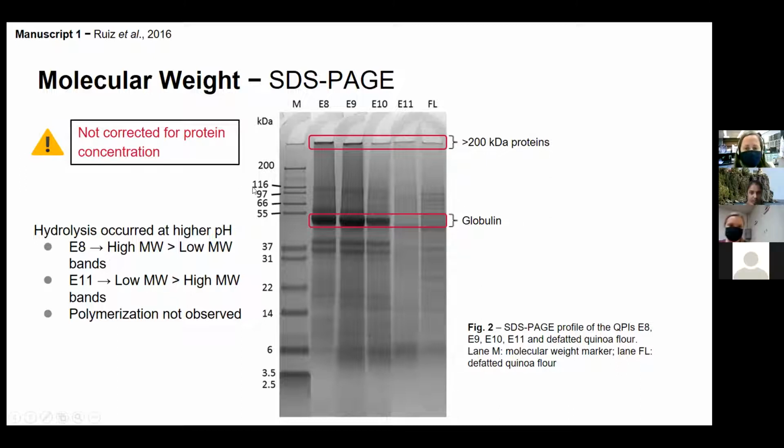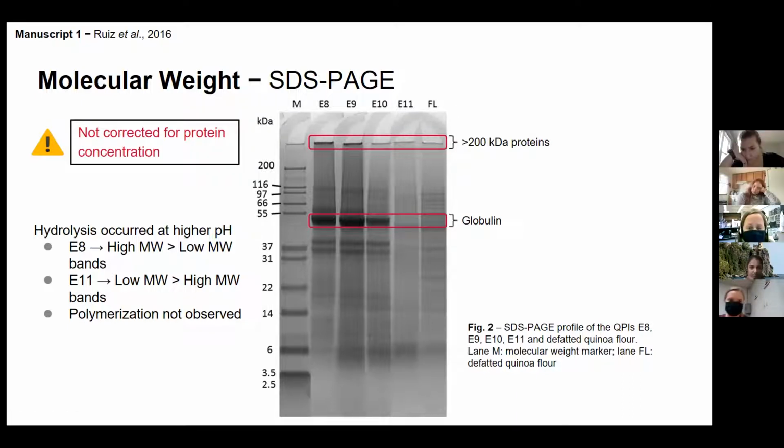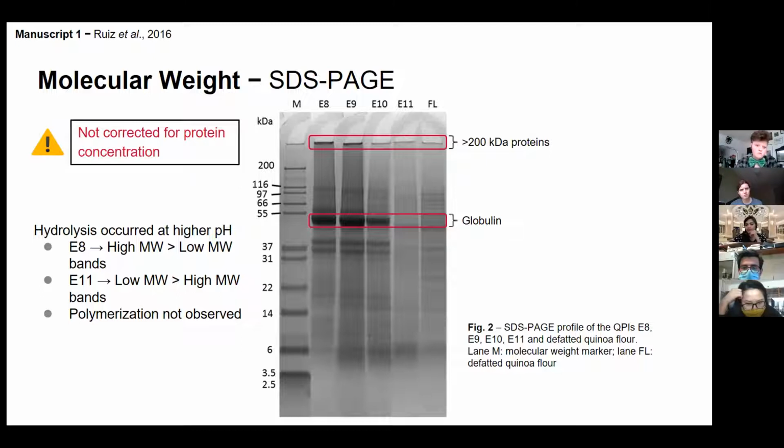And one thing to note is that these proteins that were loaded into the gel were not corrected, so they didn't have equal protein concentration. So it's also very hard to make conclusions because it's not a fair treatment. But based on this result, we see that there is hydrolysis that occurred as we see decreasing band intensities as pH increases. So for E8, we see a higher distribution of high molecular weight proteins, and for E11, we see a lower distribution of high molecular weight proteins.